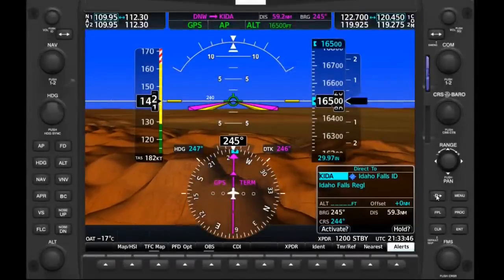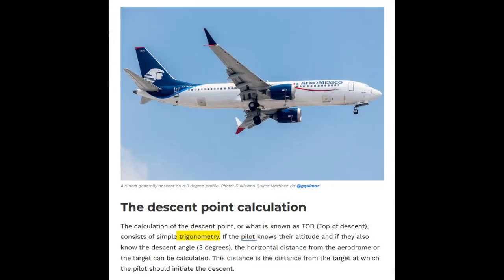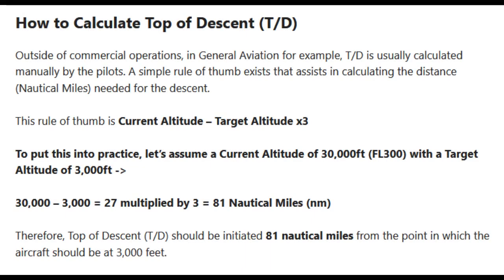Nowadays, top of descent is calculated by the flight management system and autopilot, but it all uses the same trigonometry, and a good pilot still continually applies rule of thumb calculations to make certain that the computer is correct. As a rule of thumb, top of descent is simply calculated by the change of altitude, current altitude minus the traffic pattern altitude at the destination, divided by 1,000 and multiplied by 3. That will give you the flatline ground distance from the airport to the top of descent point in nautical miles.